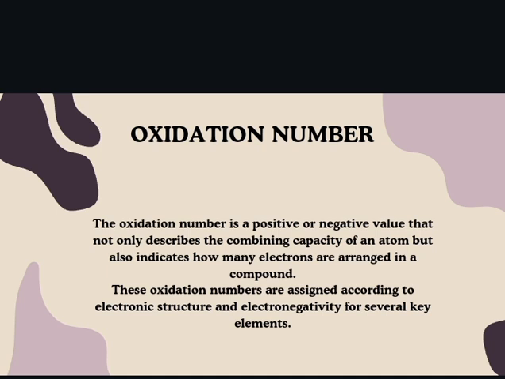Oxidation number. An oxidation number is a number that is assigned to an atom in a substance. The oxidation number could be positive, negative, or zero, and this indicates if electrons are lost or gained. In other words, the oxidation number is a number that helps us keep track of electrons in an atom.